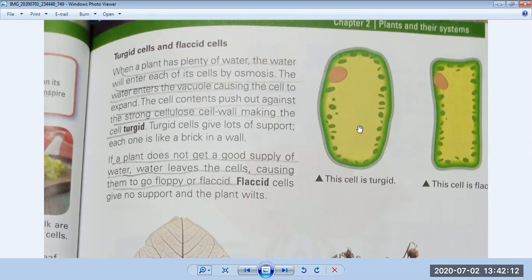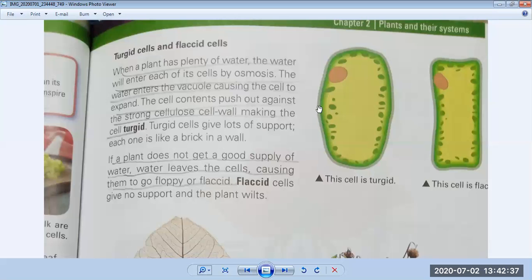When a cell is getting plenty of water, and this water enters the vacuole, what will happen? That vacuole will be swollen like a ball. It will become hard due to plenty of water. So the cell contents push out against the strong cellulose cell wall, making the cell turgid.